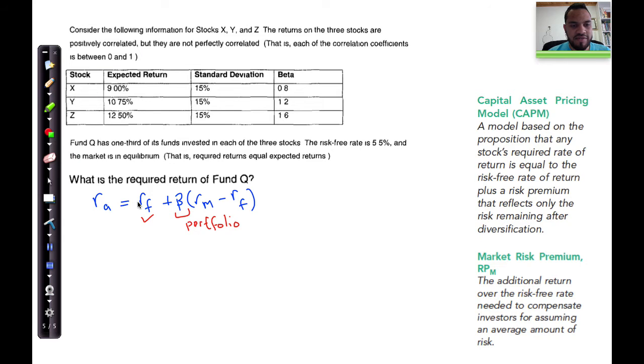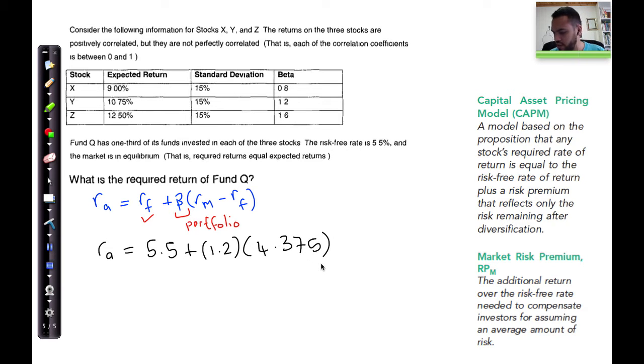So let's substitute our values, and we're going to say the required return is equal to risk-free, which is 5.5, plus the beta value which we've worked out, which is 1.2, multiplied by the risk premium, which was done earlier as a percentage, is 4.375. Let me just verify that that was the figure we had earlier.